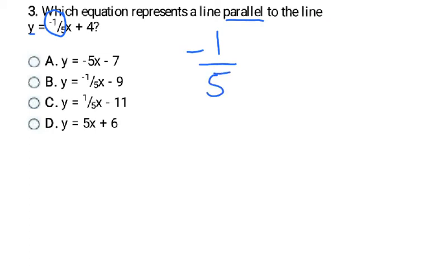It's parallel. So since it's parallel, it's going to be that exact same slope. So my parallel line's equation, the one in the answers, is also going to have a -1/5. So the only one that has a slope of -1/5 is letter B. So my answer here is letter B.